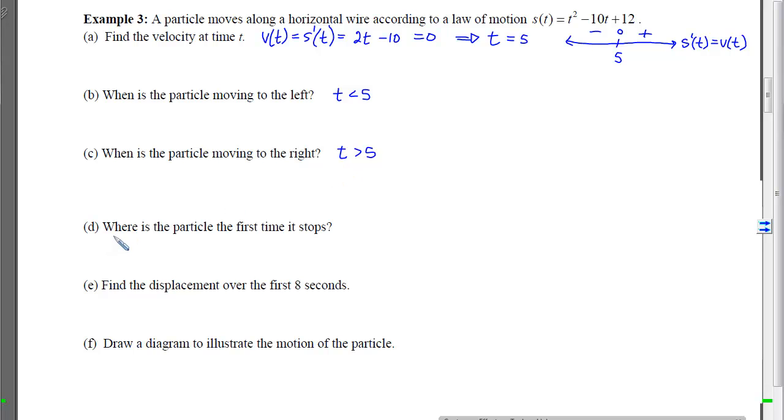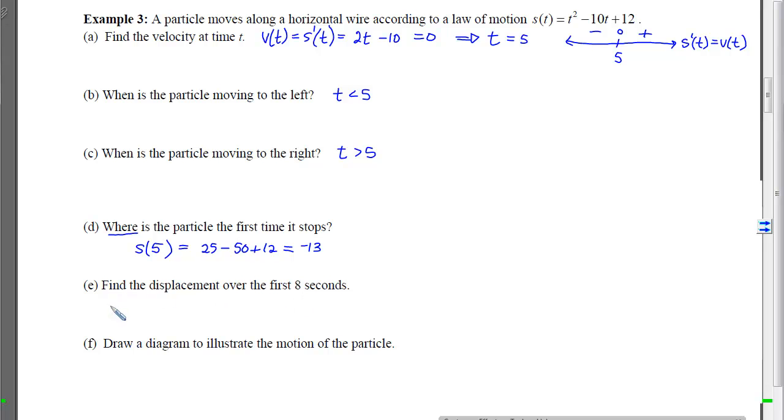Now the next part says, where is the particle the first time it stops? So this word where should be telling you that you need s of something, because remember that position tells you where you are, and we want to know where we are the first time it stops. So we see up here that we're stopping when the velocity is 0. So we will be computing s of 5. If I plug 5 in, I get a 25 minus a 50 plus a 12. So that's 25 minus 50 is a negative 25 plus a 12 gives me a negative 13.